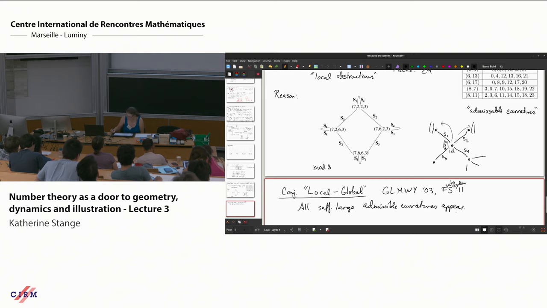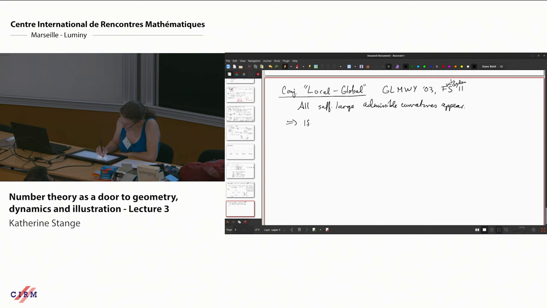Okay. Now, this will imply that we can give a sort of counting function on curvatures without multiplicity. So if I take all of the integers up to some bound n, and I ask whether or not they appear, I can count how many of them appear. So this is just a yes-no question. Do they appear? I'm not counting with multiplicity.